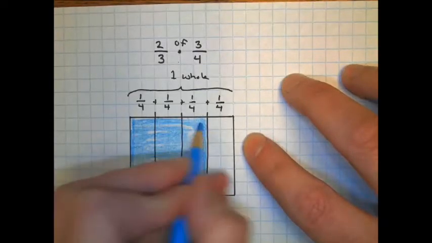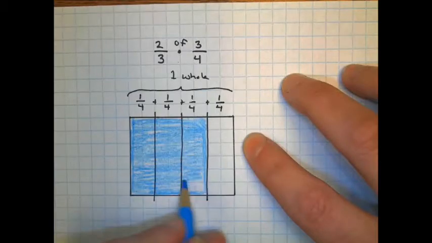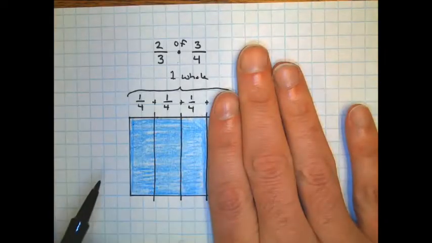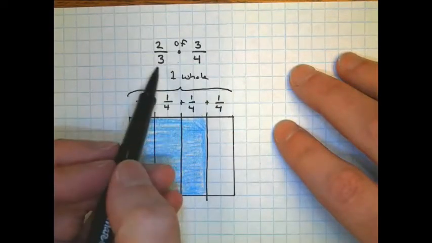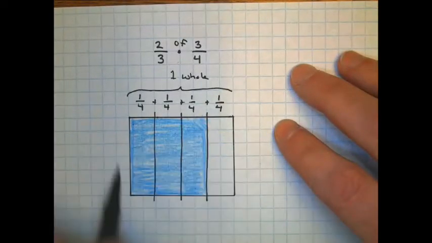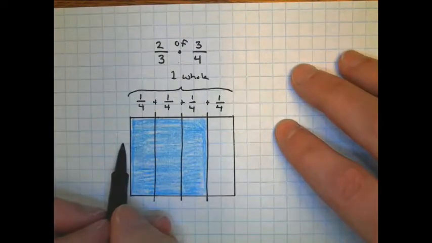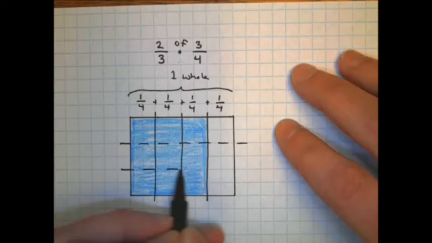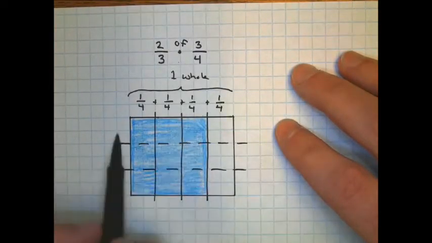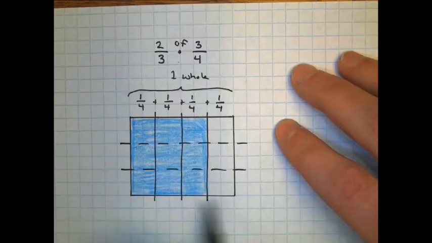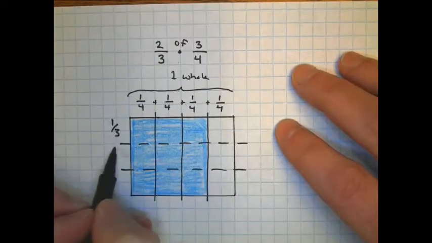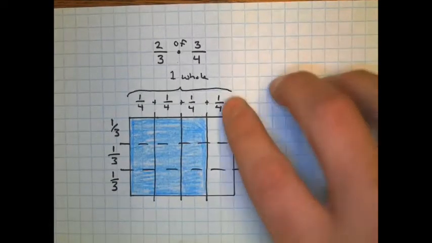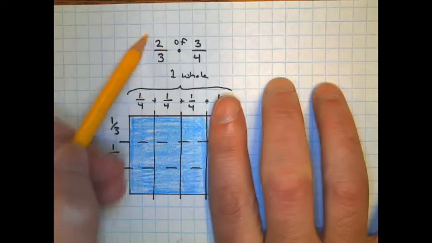Here's a couple of fourths, and here's my third fourth. There we have 3/4 shaded in: 1, 2, 3. There's my 3/4. But I want to take 2/3 of it. So I'm going to break this same whole into thirds. I'm going to do that horizontally, going the other direction. So here's 1/3, here's a third, and there's a third of my whole. Here I have my 3/4, but I want to take 2/3 of it.